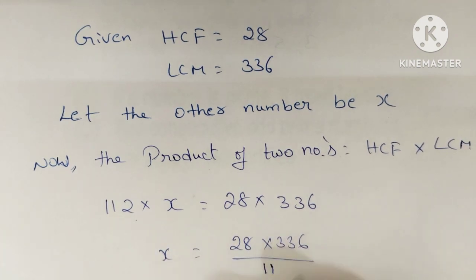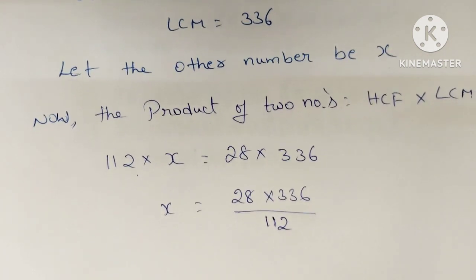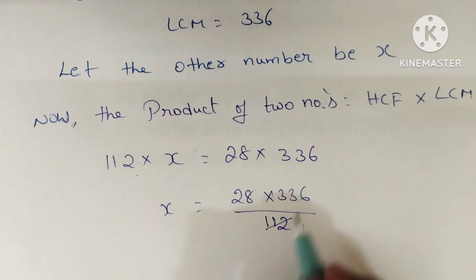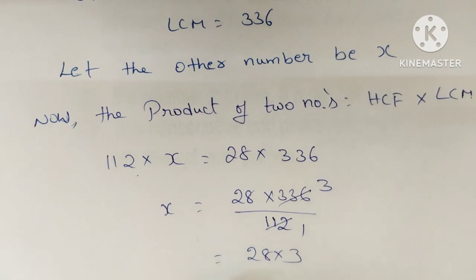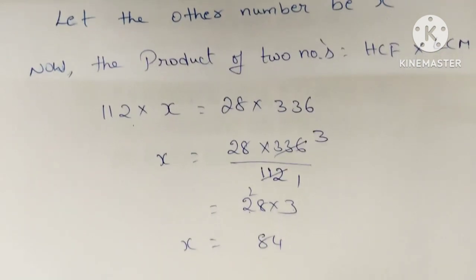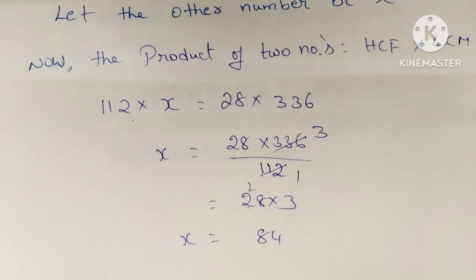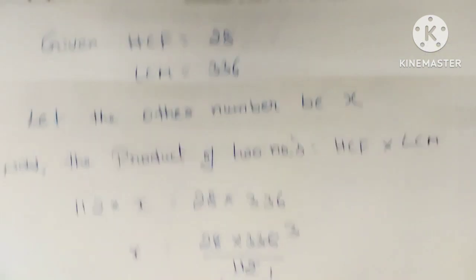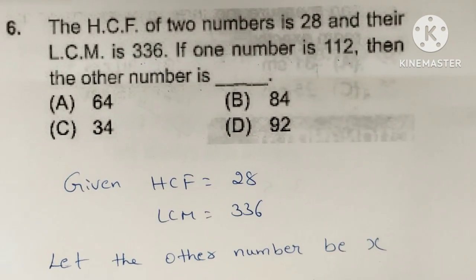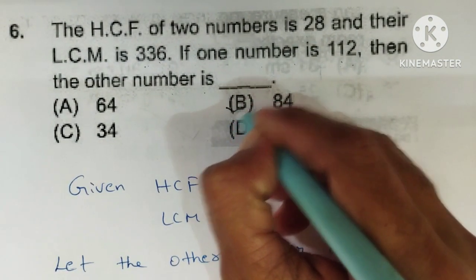In 336, 112 goes 3 times. So 28 into 3: 3 eights are 24, 3 twos are 6 plus 2 is 8. So the other number is 84. So option B is the correct one.